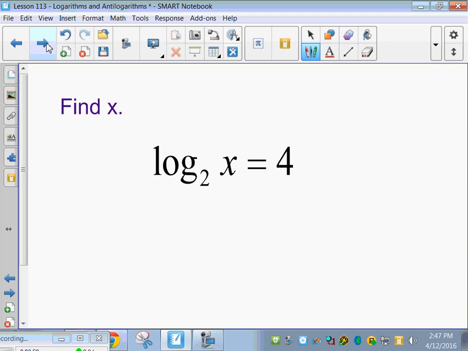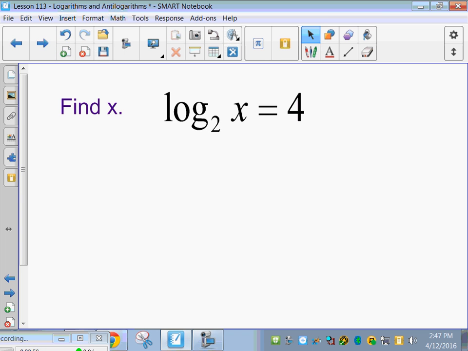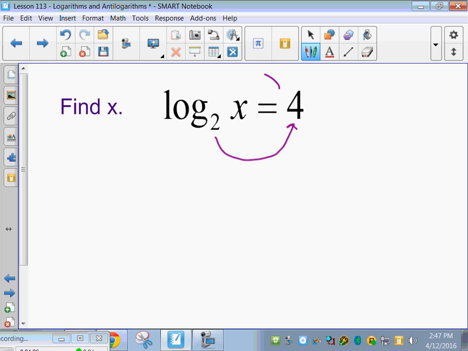Okay, so sometimes we use the fact that we can put it in exponential form to solve for x. So right now, x, my variable, is in the argument. So this is a two-step problem. We're just going to put it in exponential form. So 2 to the 4th power equals x. And then we're going to solve it. So 2 to the 4th is 16. And we're done.